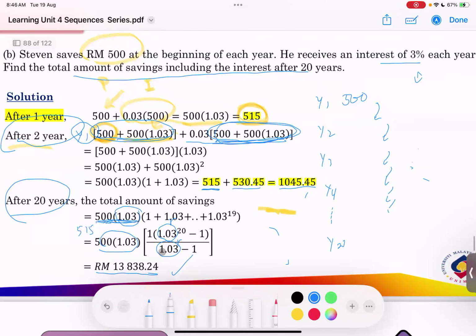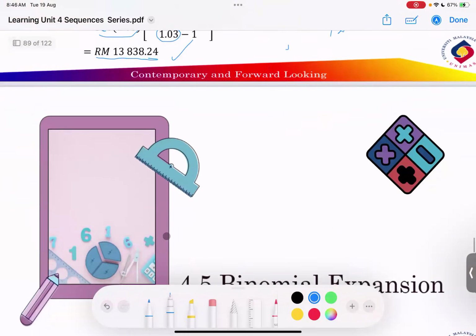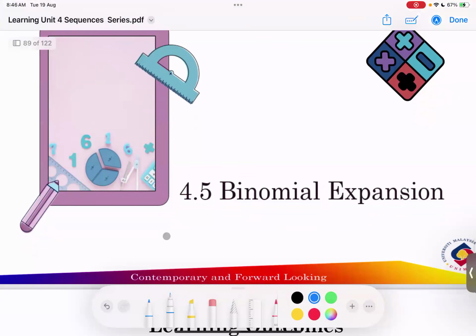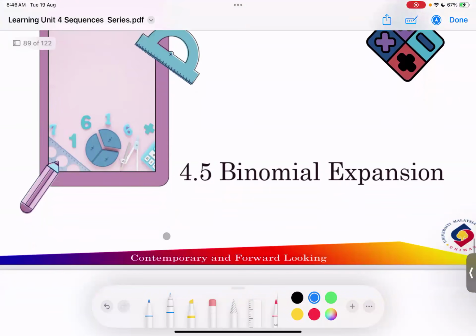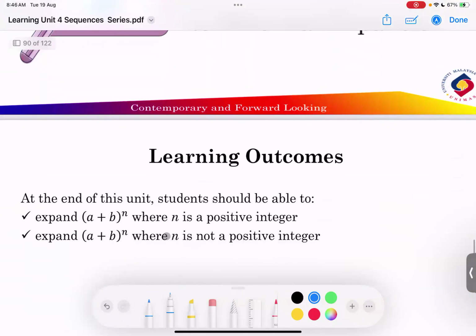Okay, so we move forward to 4.5, binomial expansion. By this learning outcome, at the end of this unit, students should be able to expand (a + b)^n where n is a positive integer, and (a + b)^n where n is not a positive integer.